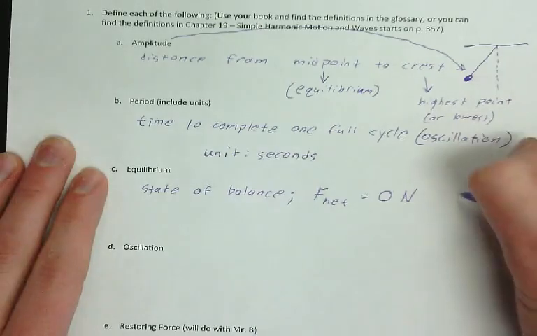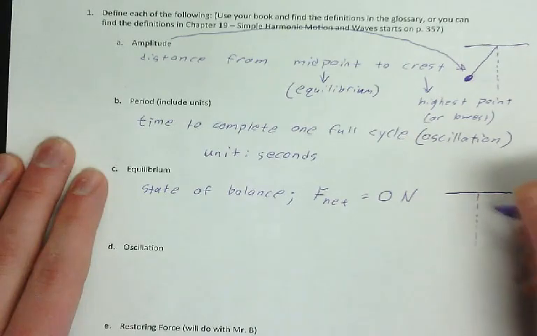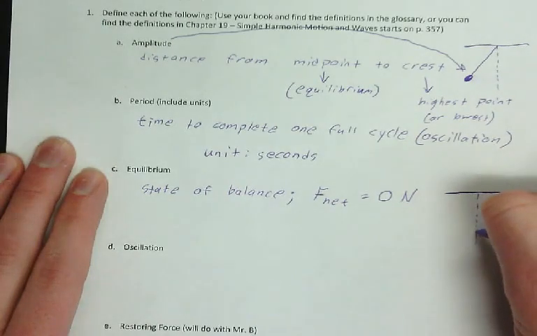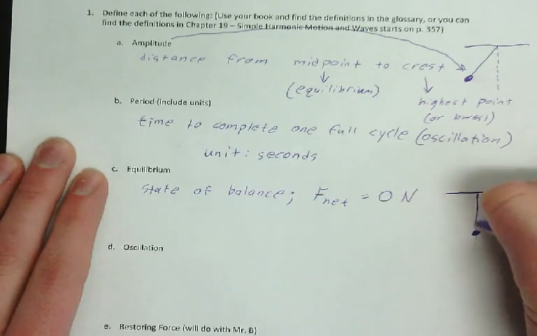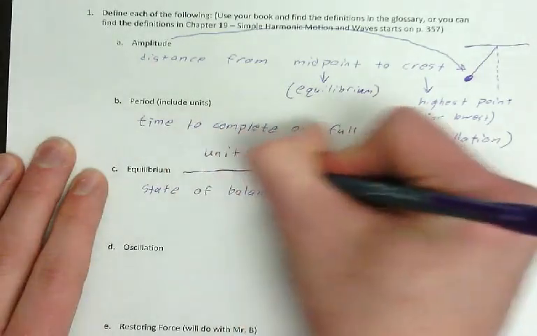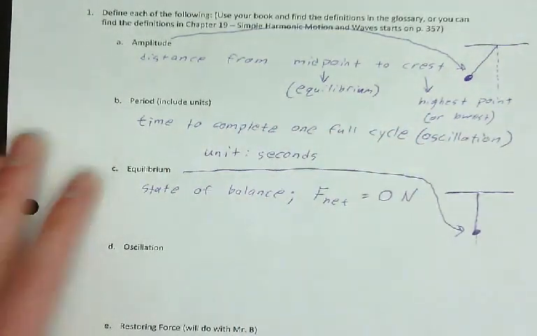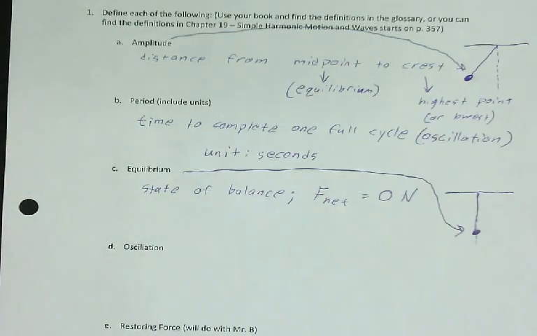Okay, so on my pendulum example here, equilibrium is where the pendulum hangs straight down. Because that's where the net force is zero. That's where it's balanced. Okay?